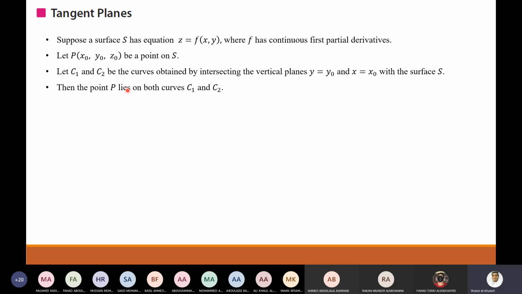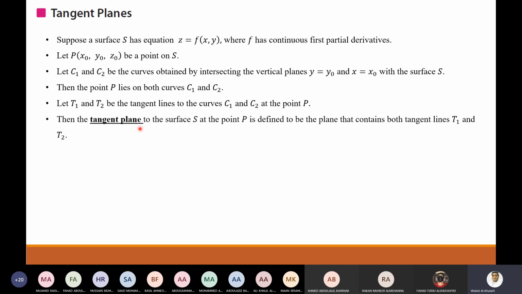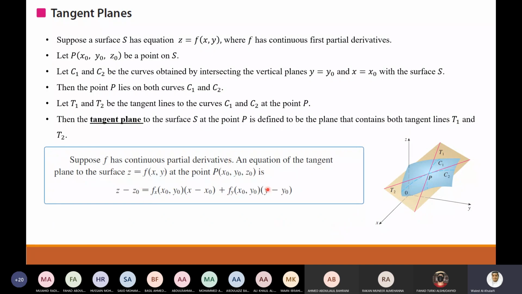Now the point P of course lies on both curves C1 and C2. T1 and T2 are the tangent lines to the curves C1 and C2 at the point. So the tangent plane of the surface at the point P is defined to be the plane that contains both tangent lines T1 and T2. This is exactly what we saw in GeoGebra. But this is just an illustration in the textbook, and it's better to go through the software. Now we want to find the equation of that plane.